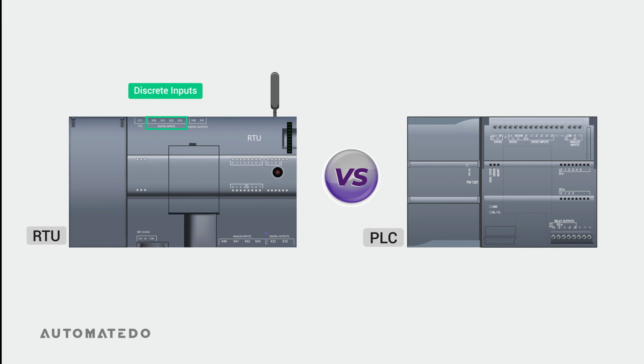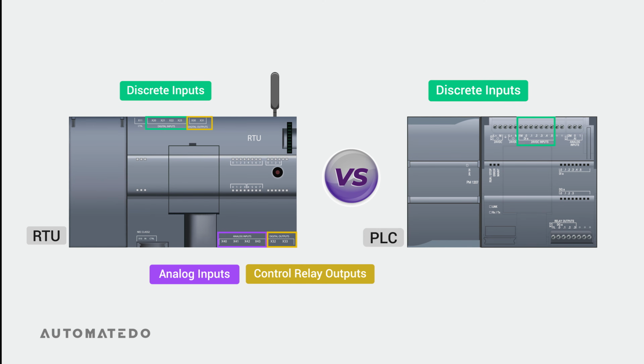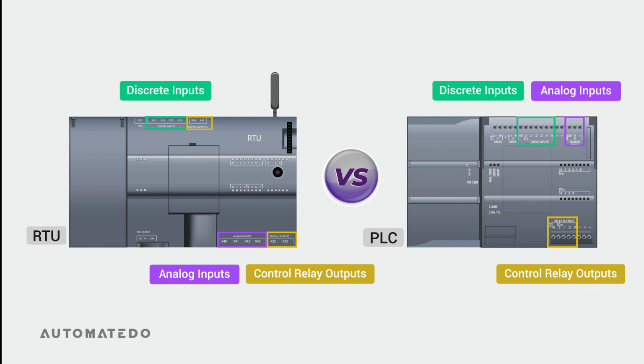RTUs and PLCs can both support various types of inputs and outputs, but we begin to notice differences in the capacity. Typically, RTUs tend to have more I/Os than PLCs.